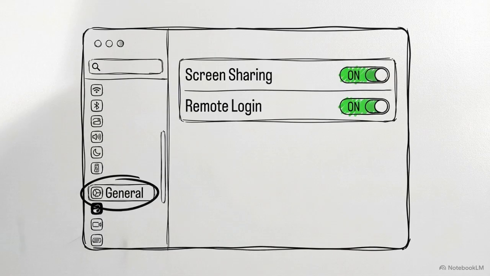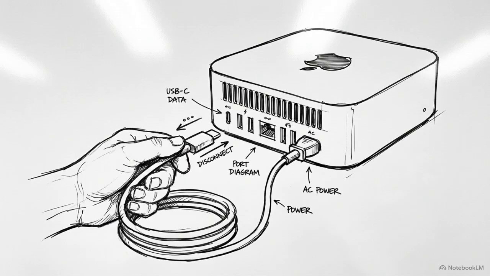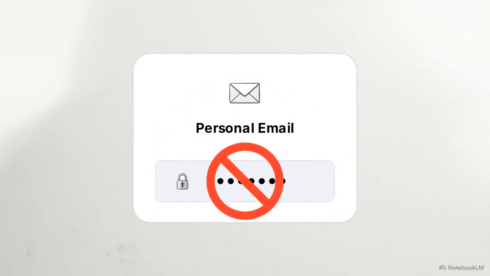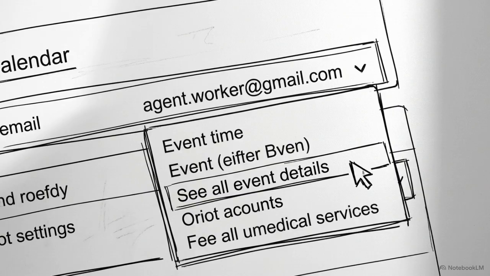This system settings panel shows the two features you need to activate: turn on screen sharing and remote login. Once those are active, you can unplug the physical monitor and keyboard, allowing the Mac to run headlessly in a corner. Next, set up the new Gmail account you created from the checklist. Instead of handing over your personal email passwords, log into your main account and share your primary calendar with this new agent address as a guest.